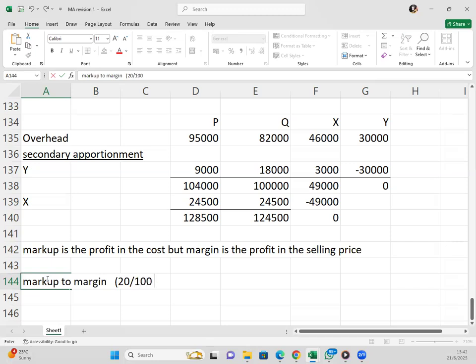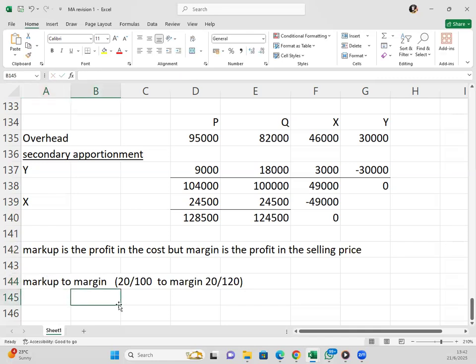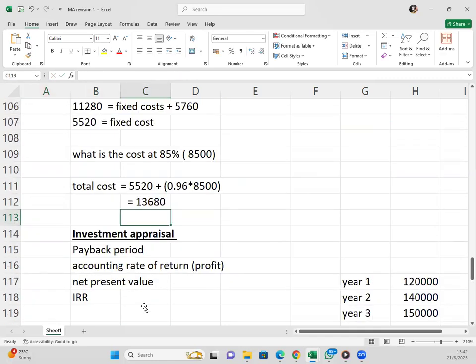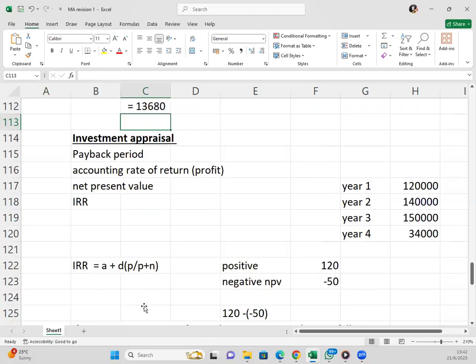If we change that to margin, it becomes what? To margin, it becomes 20 over 120. Remember, to margin, we add. Anyone with a problem with this? To margin, we add.